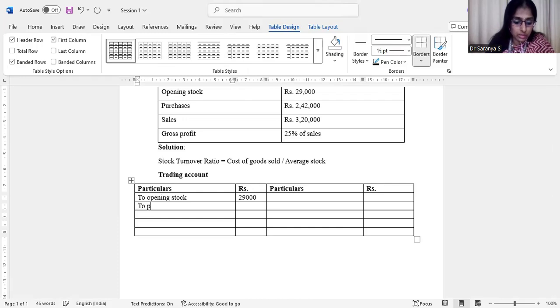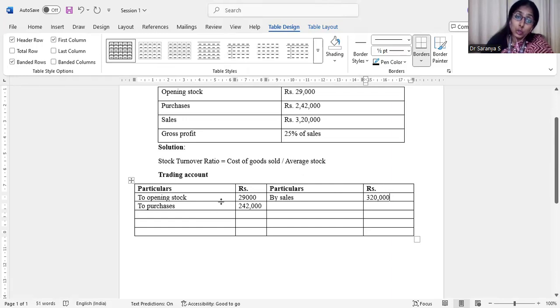The next item is purchases. So 'To purchases', 2,42,000. The next item is sales. Sales will come under the credit side in the trading account. So 'By sales', 3,20,000.